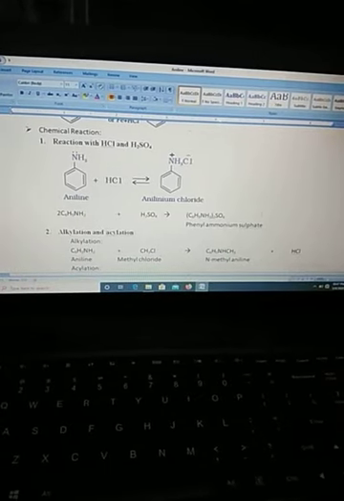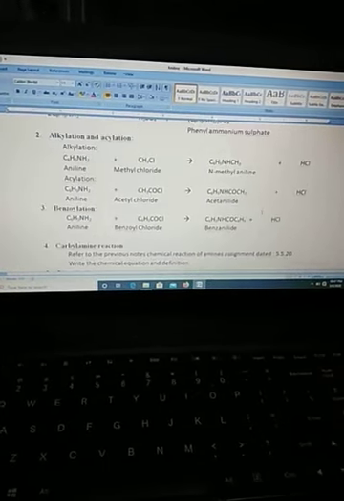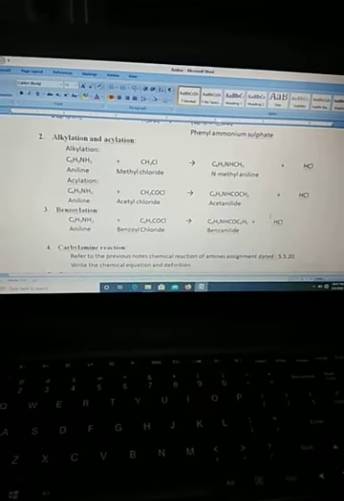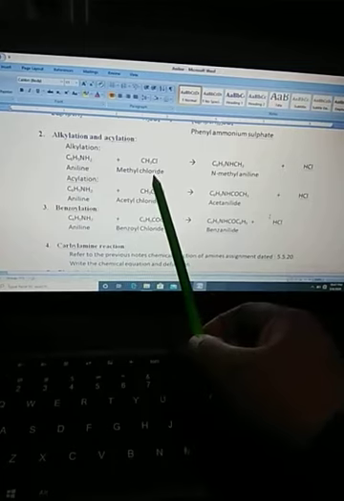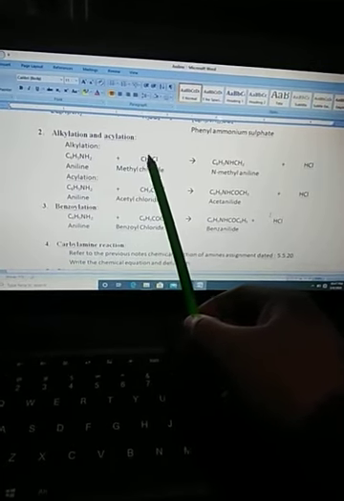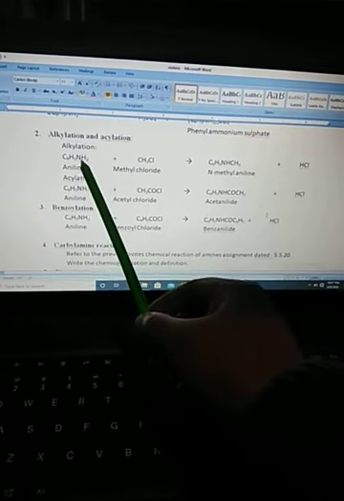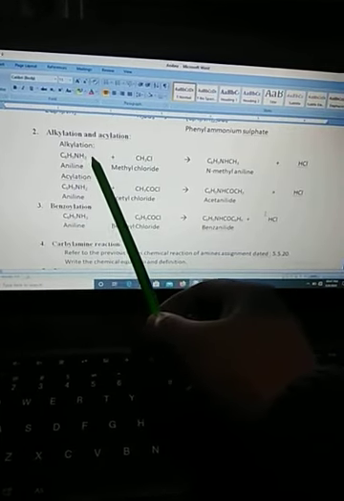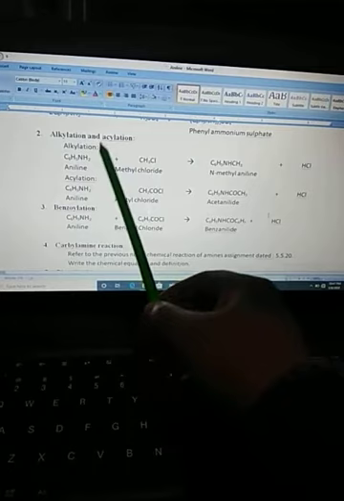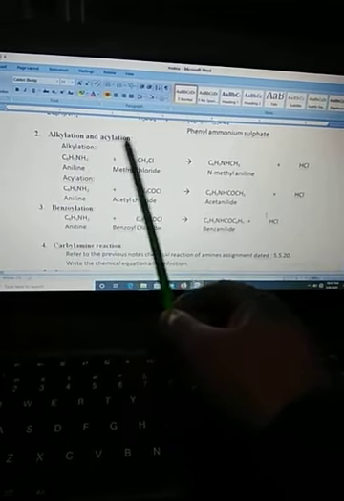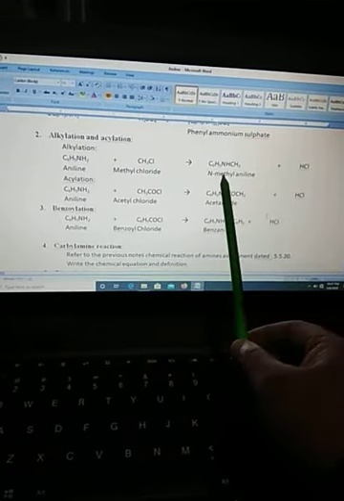The second reaction we have for aniline is alkylation and acylation. Alkylation means when aniline reacts with methyl chloride, the alkyl group, that is the CH3 group, will get substituted. In NH2 we have two hydrogens. One hydrogen will be replaced by this methyl group, and that hydrogen will go with the Cl to form HCl, and it forms N-methyl aniline. This is known as alkylation, since there is an addition of an alkyl group.